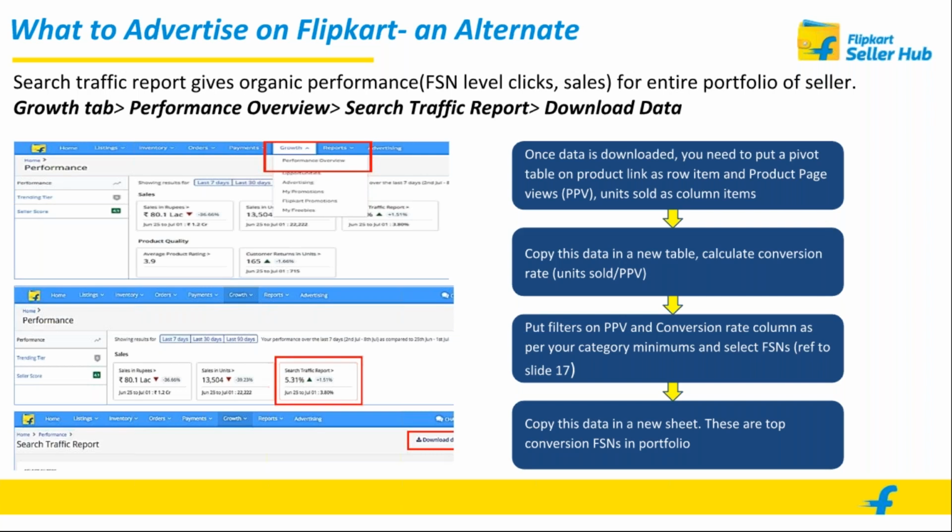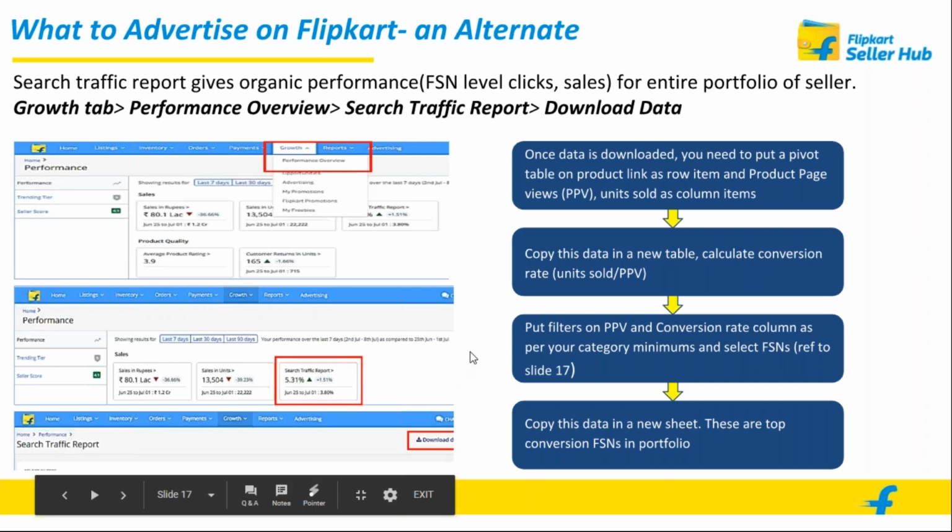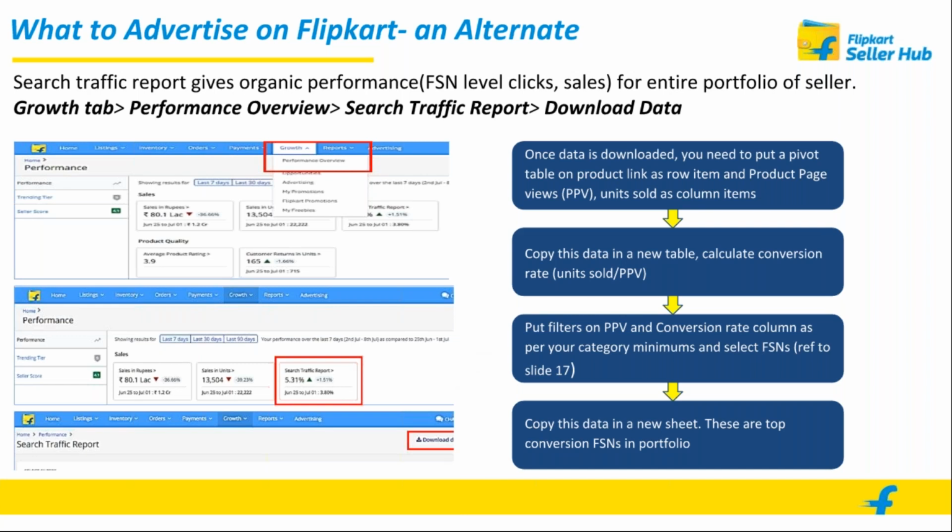What this file has is basically the last 7 days, so rolling 7 days data for all your products: what kind of product page views they have got, and what kind of units they have sold. This data, by the way, is not ads data. This is your organic data. So what is happening as of today, at your complete portfolio.